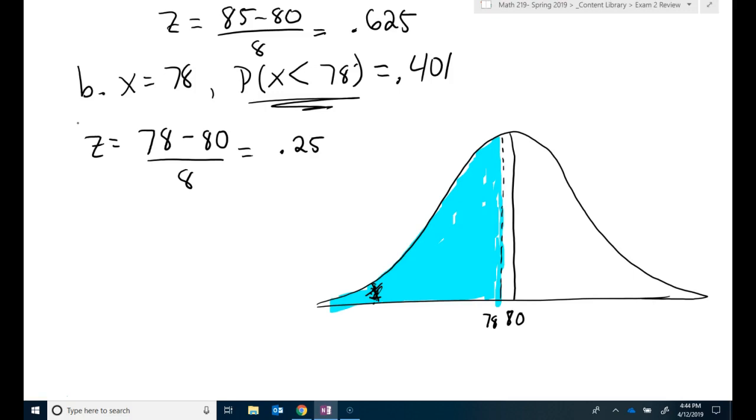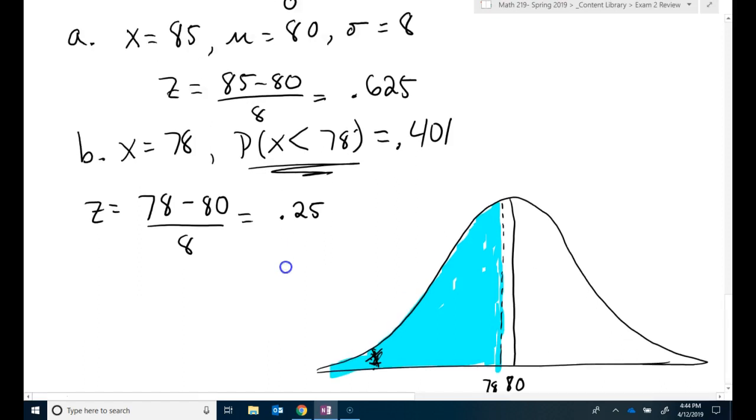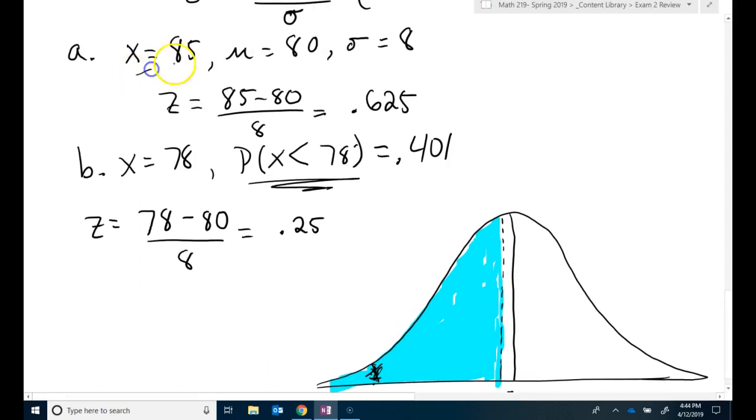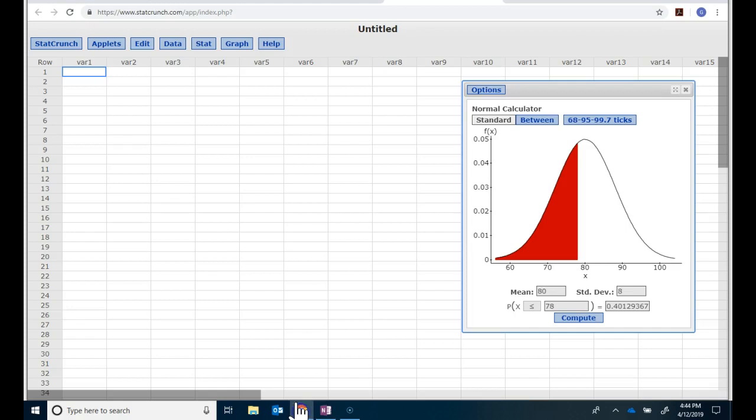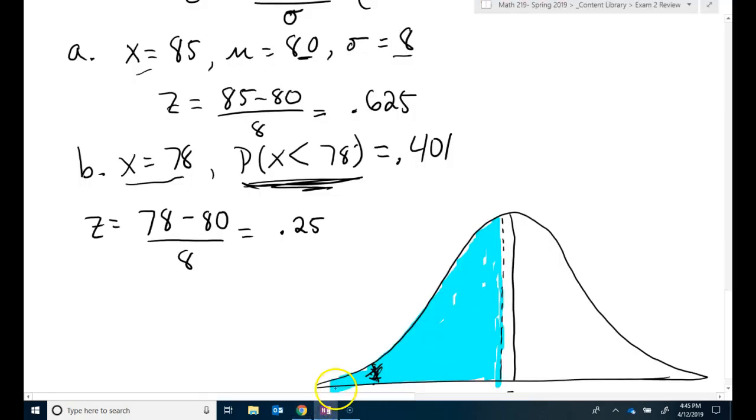So you'll notice with these kind of problems, they're very systematic. I write down the values that I need for my problem, right? X is, in this case, 78. My mu and sigma, 80 and 8, are exactly the same. Then I write my probability notation. You'll notice that in StatCrunch, we use that probability notation right down here, right? So all I needed to do was input it once I wrote it.